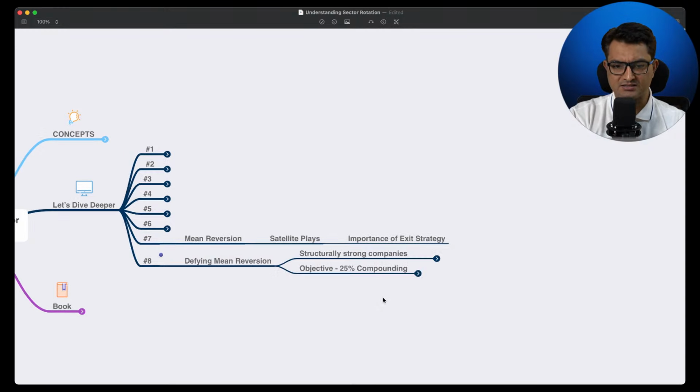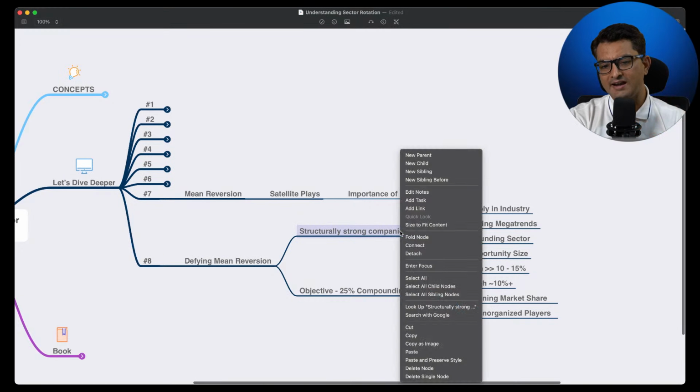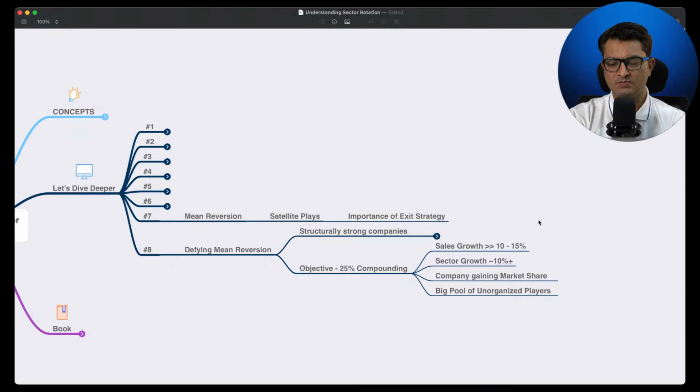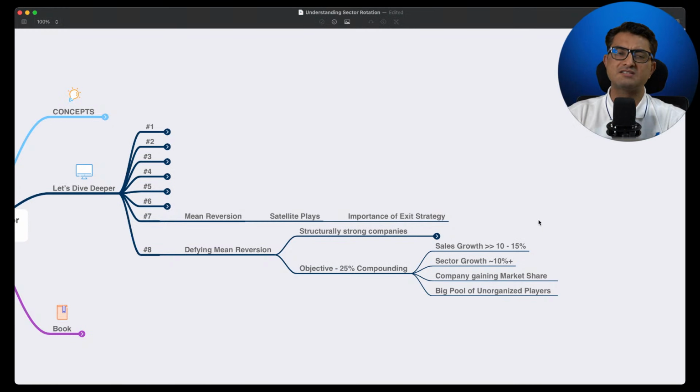So I did an exercise with our group. We have a quantum mastermind, which is the highest level in our community, where we did this exercise: if you want to find companies which are compounding 25% every single year, what should be the trade? Then we did a detailed exercise. We came out with different sectors, and with companies within those sectors.